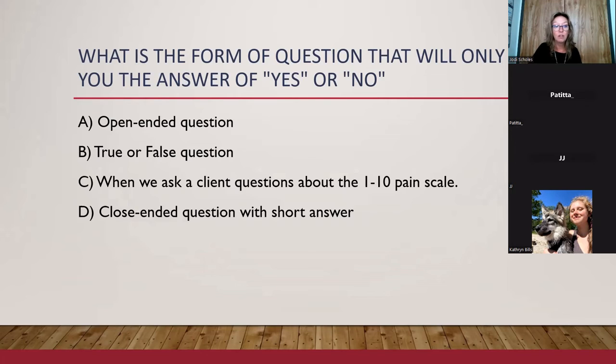Open-ended, true or false? When we ask a question about the pain scale, closed-ended question with a short answer. Let's eliminate one wrong answer. We know no one chose letter C. So you all knew that was a pain question. So we have open, closed, pain. Those are the 3 types of questions.